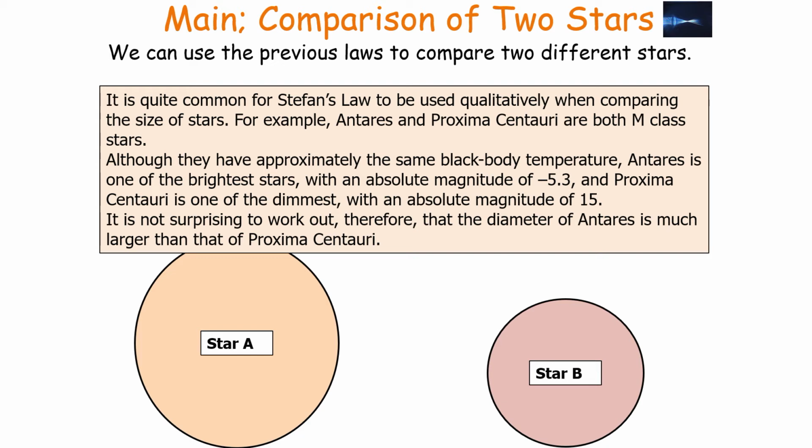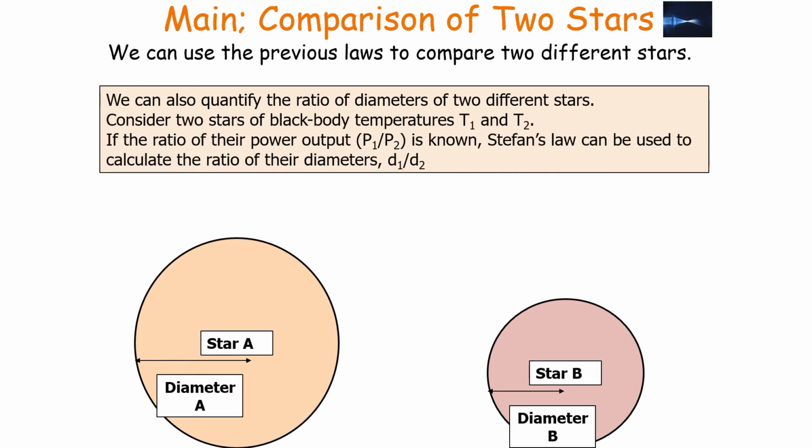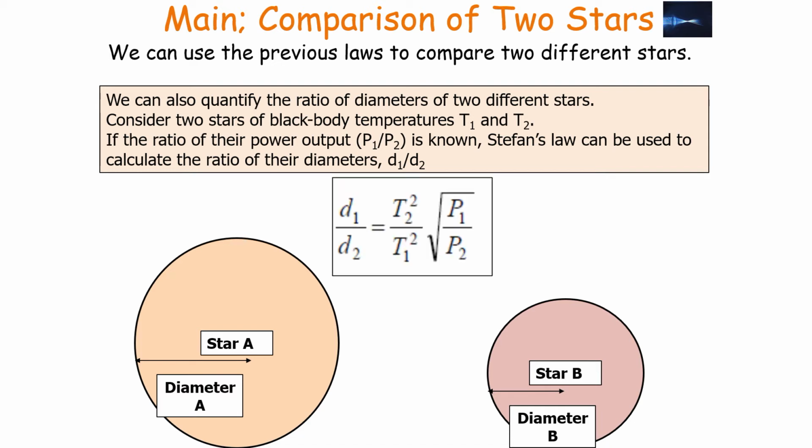So therefore it's not surprising to understand that the diameter of Antares is much larger than that of Proxima Centauri. We can also quantify the ratios of diameters of two different stars, because if the ratio of their power output was P1 over P2, then Stefan's law can be used to calculate the ratio of their diameters, D1 over D2, by rearranging your equation into having D as our subject and working it through as shown.